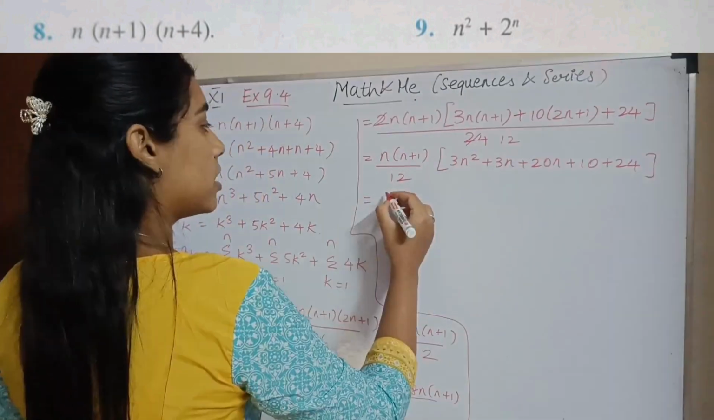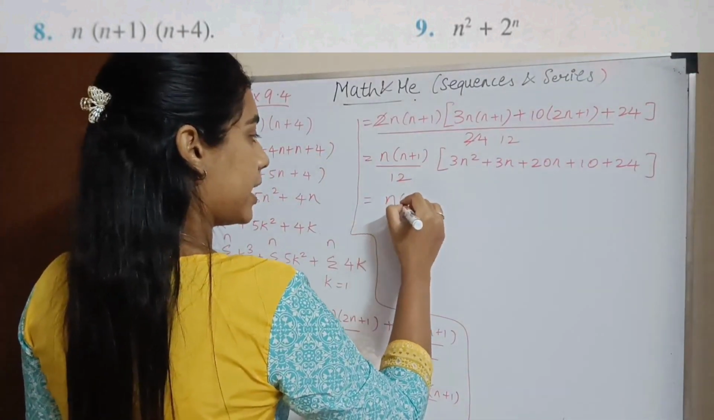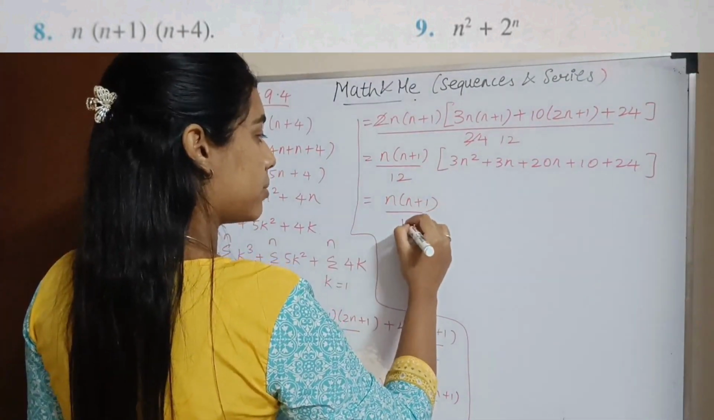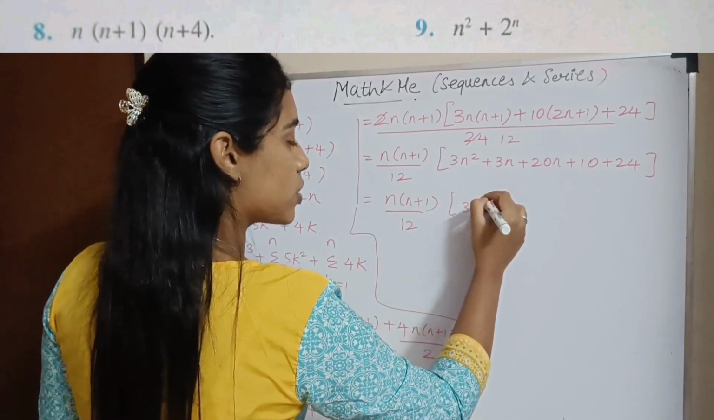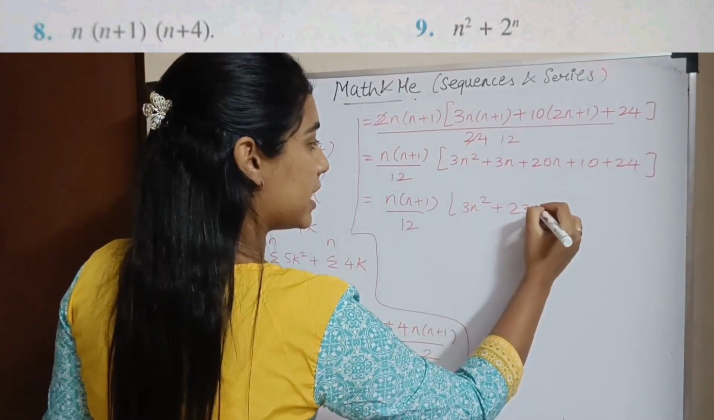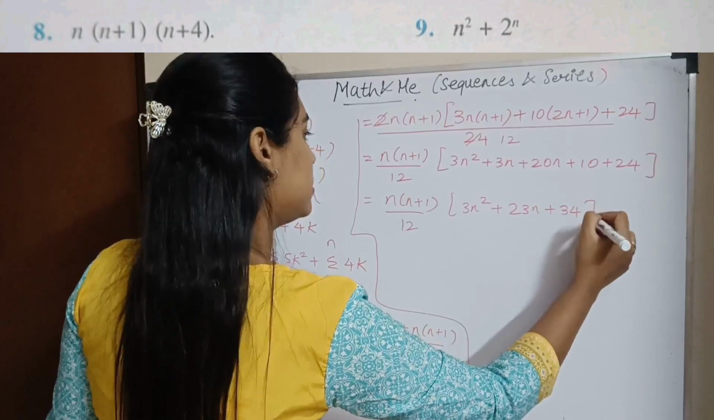So what do I have? So I have n into n plus 1 divided by 12 of 3n square plus 23n plus 34. Okay, this is my final answer.